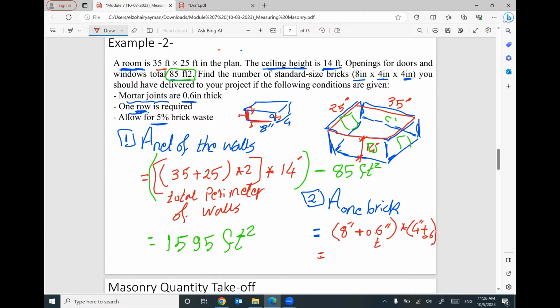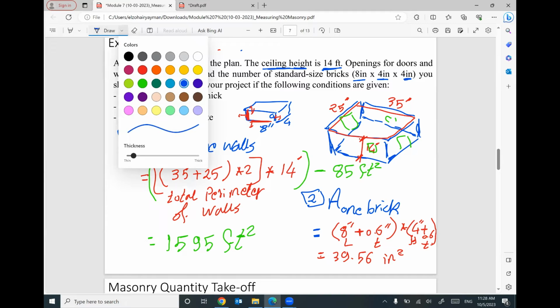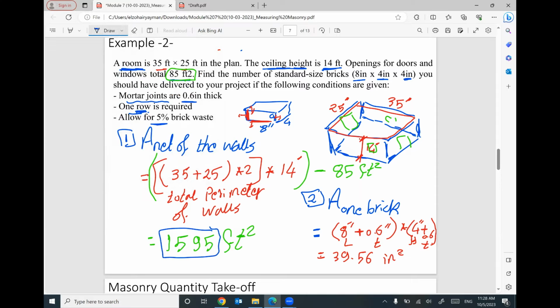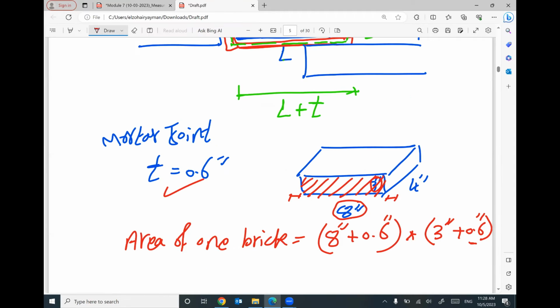This is the thickness. This is the length. This is the height of your brick. So the total surface area of one brick will be 8.6 times 4.6. I got 39.56 inch square. Be careful, because this area is in square feet and this area is in square inch, because the next step I will divide this area by this area.